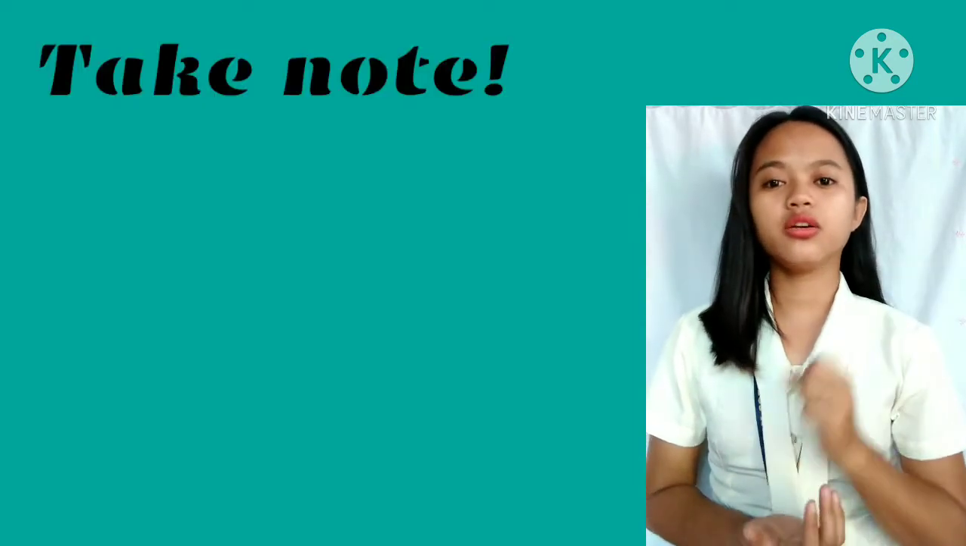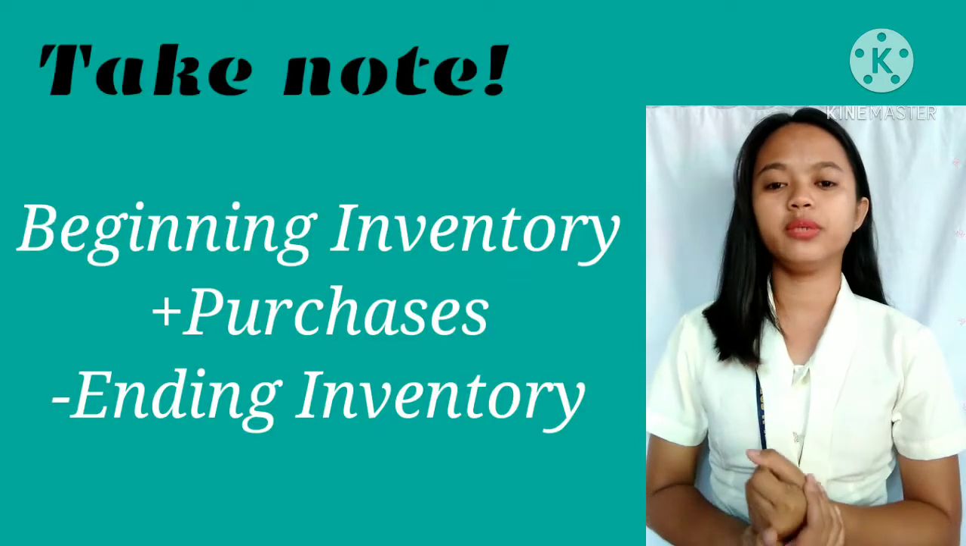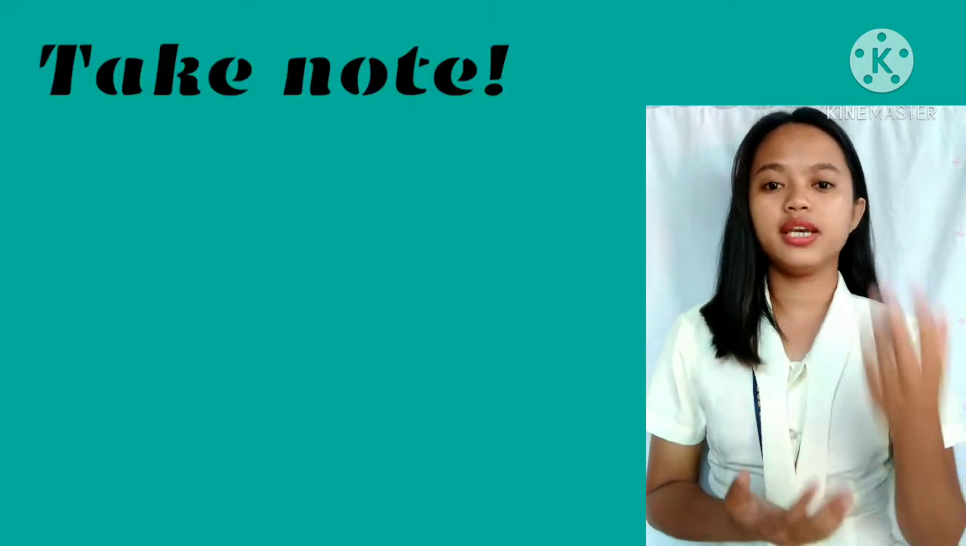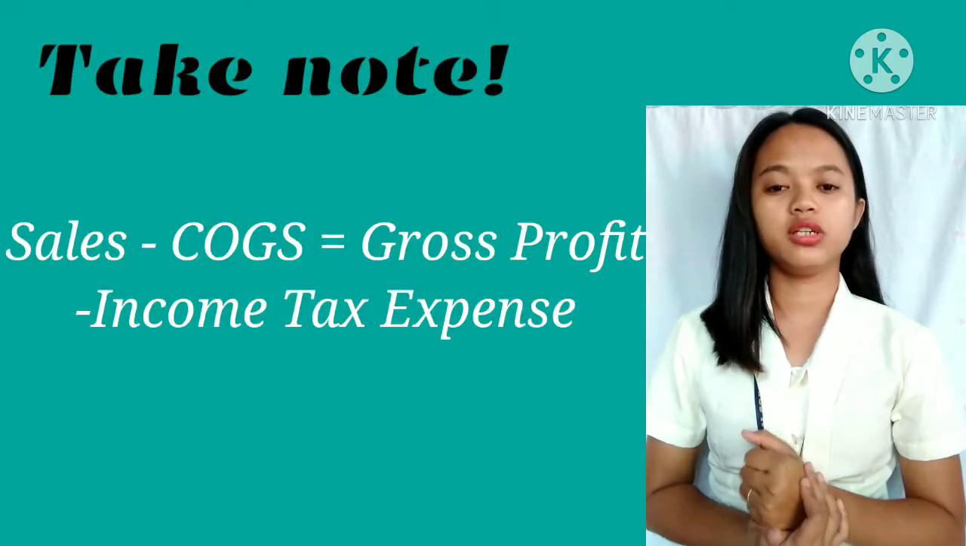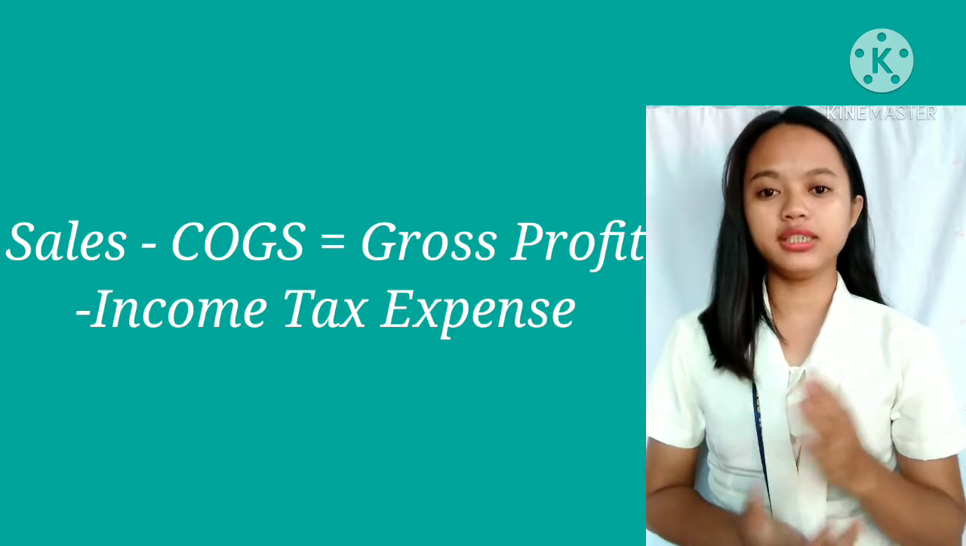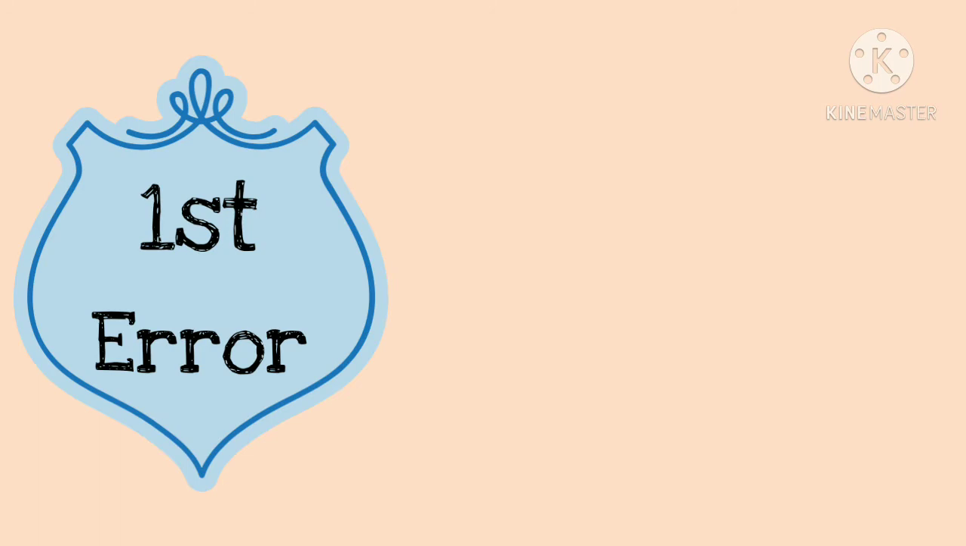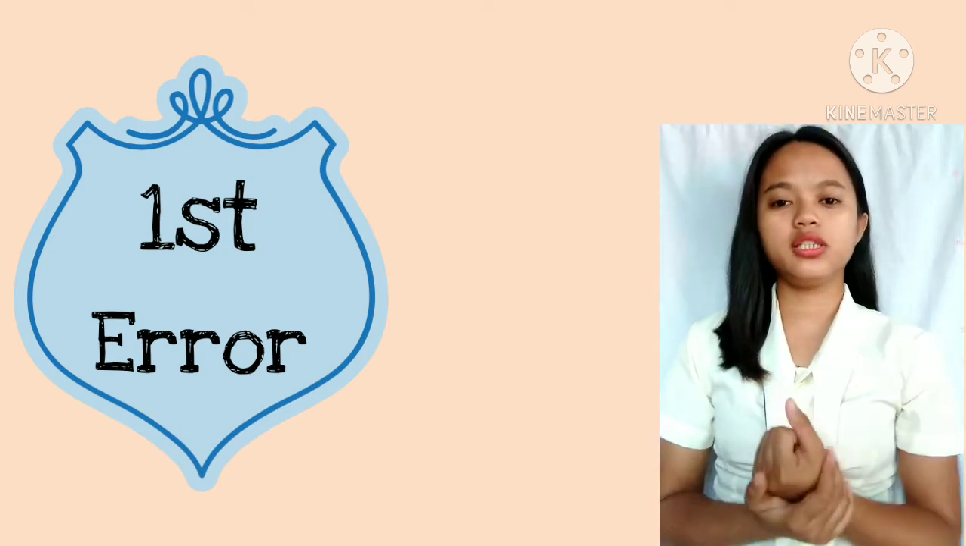But before I discuss the errors in this case, please take note that the formulas that are used are only two. In getting the COGS, it is beginning inventory plus purchases minus ending inventory, and for getting the net income, it is sales minus COGS equals gross profit, minus the income tax expenses. Now let us talk about the errors in this case.